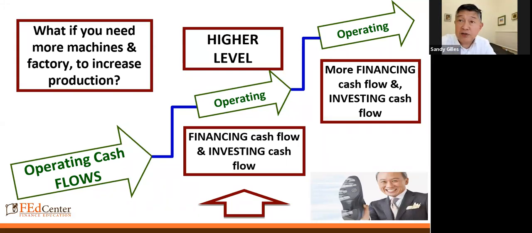Investments are the machines and factory. So you'll have a higher level of operating cash flows. And then later on, you'll have a higher and higher level of operating cash flow, thanks to the additional machines and additional factory. Yes, you can produce more.